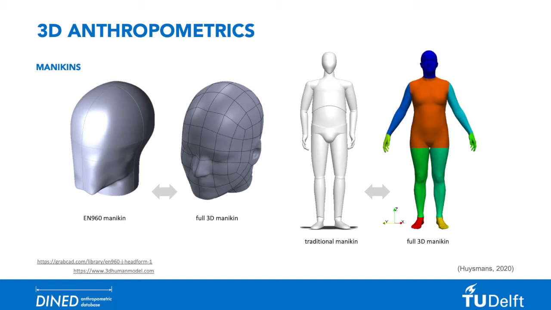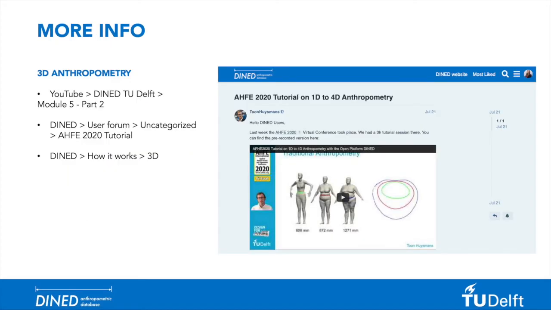But the mannequins were also very limited in shape variations, such as thigh thickness, waist circumference, and mouth width. If you want to learn more about 3D anthropometry, watch part 2 of this module, or watch an extended lecture by Toon Huismans on the DINED user forum.